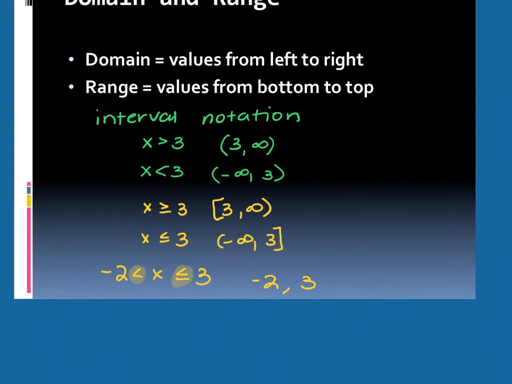So if it doesn't have the or equal to, it gets a parentheses. If it has an or equal to, it gets a bracket. So if we are including the point on our graph, it gets a bracket. If you are not including it, if it's an open dot, it gets a parentheses. So open dot, parentheses, solid dot, bracket, infinity, always parentheses, in negative infinity or infinity. Because you can't define infinity. I can't tell you to include infinity because it's not an actual number.